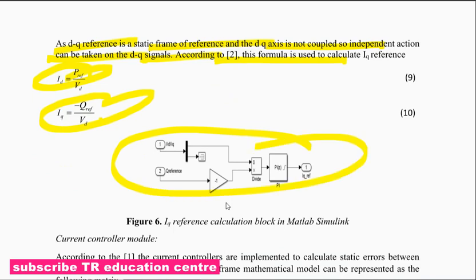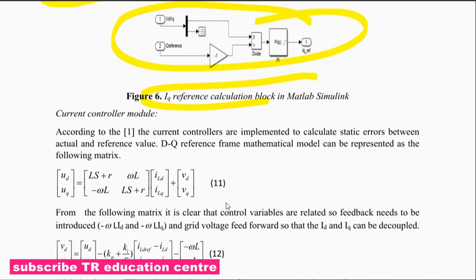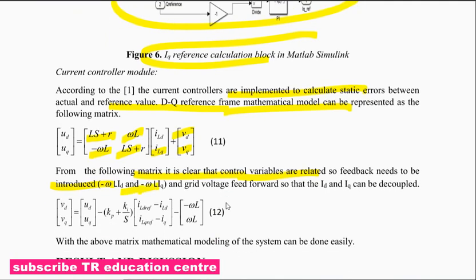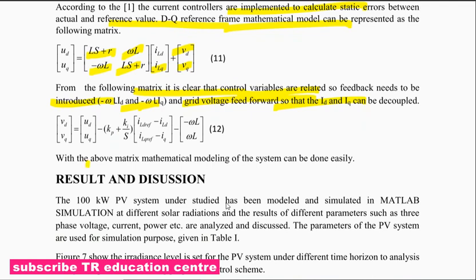So this formula is implemented in this MATLAB simulation, and the current control modules calculate the static error between the actual and reference values. The DQ reference frame mathematical model can be represented as Ls plus R, minus omega L, omega L, Ls plus R, with ID, IQ, VD and VQ. From the following matrix, it is clear that the control values are related, so feedback is connected to introduce minus omega L and omega L. The grid voltage feed forward is used so that IQ and ID can be decoupled. With the above matrix, mathematical modeling of the system can be done easily.